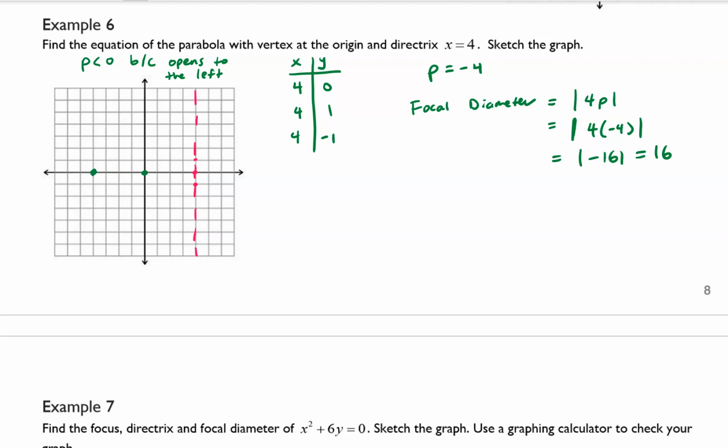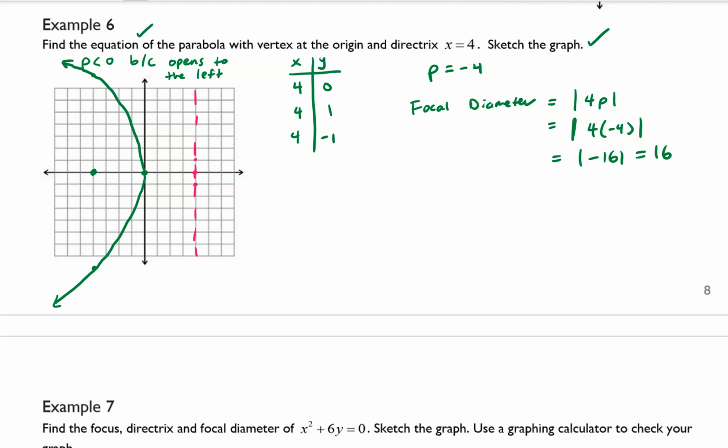So 1, 2, 3, 4, 5, 6, 7. It goes off the graph. So I'm going to plot a point there and then down from the focus 8 units. 1, 2, 3, 4, 5, 6, 7, 8. So that's going to be right there. And then I can go ahead and connect my points and make my parabola look something like that. Okay, so I went ahead and I sketched the graph.